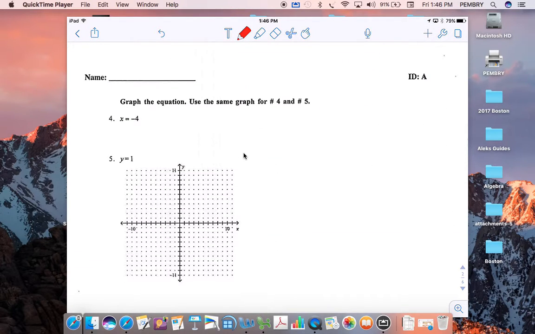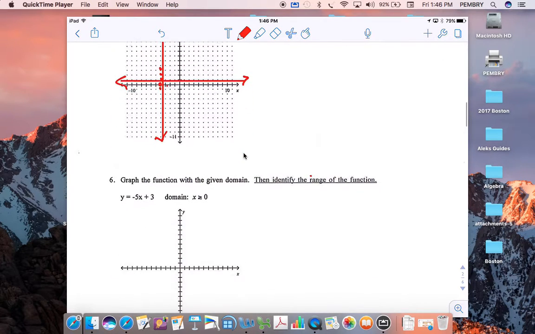Number 4, x equals -4 is a vertical line through all the points where x is -4. It is not the dot. There are many places where x is -4, so it should look like a vertical line. And y equals 1. There are many locations where the y is 1. It looks like a horizontal line. You need to know this for the rest of the year.